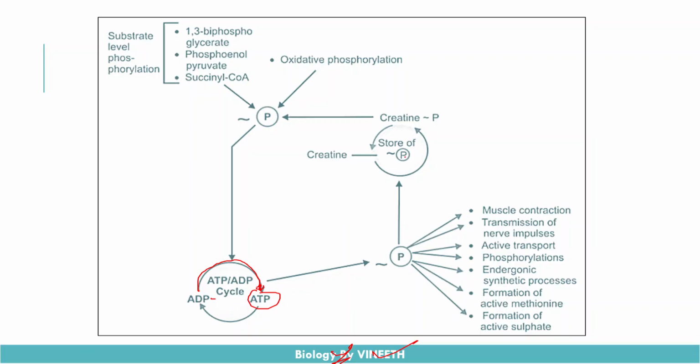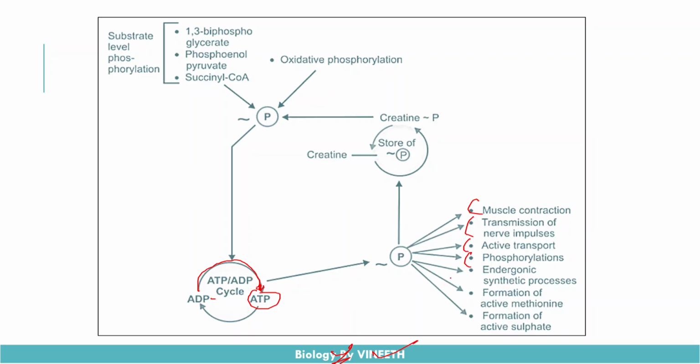Okay, so this phosphate not only is involved in the conversion of ADP to ATP, it is also involved in muscle contraction, transmission of nerve impulses, active transport, a lot of energy absorbing reactions, and the phosphorylation reactions.